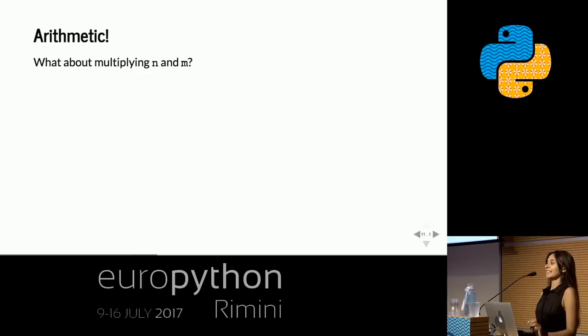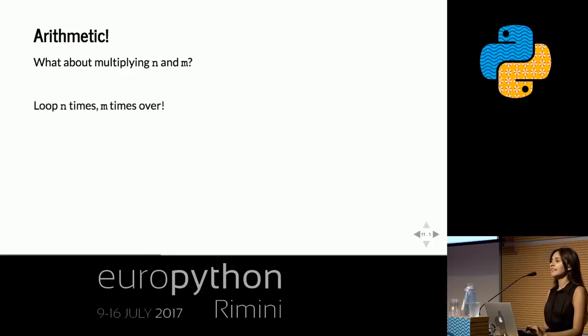But multiplication is not so hard. So what about multiplying n and m? How do we do that? Basically, if we're multiplying 2 times 3, we're going to do 1, 2, that's counter 1, then another 1, 2, and then another 1, 2, and that should give me 2, 2, 2, 6, right? So we're basically going to loop n times, m times over.